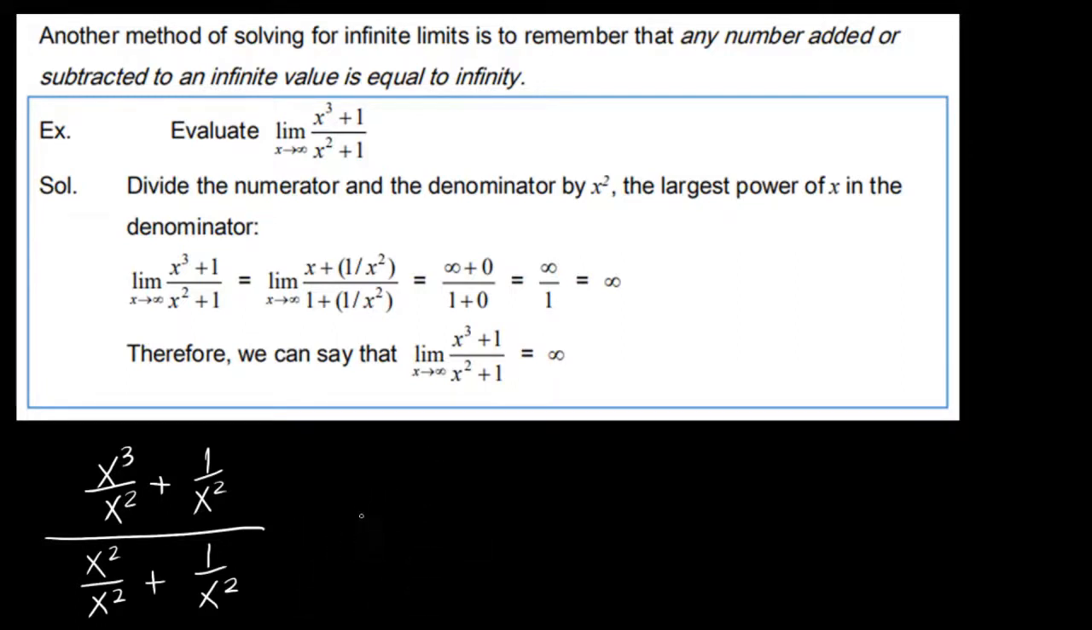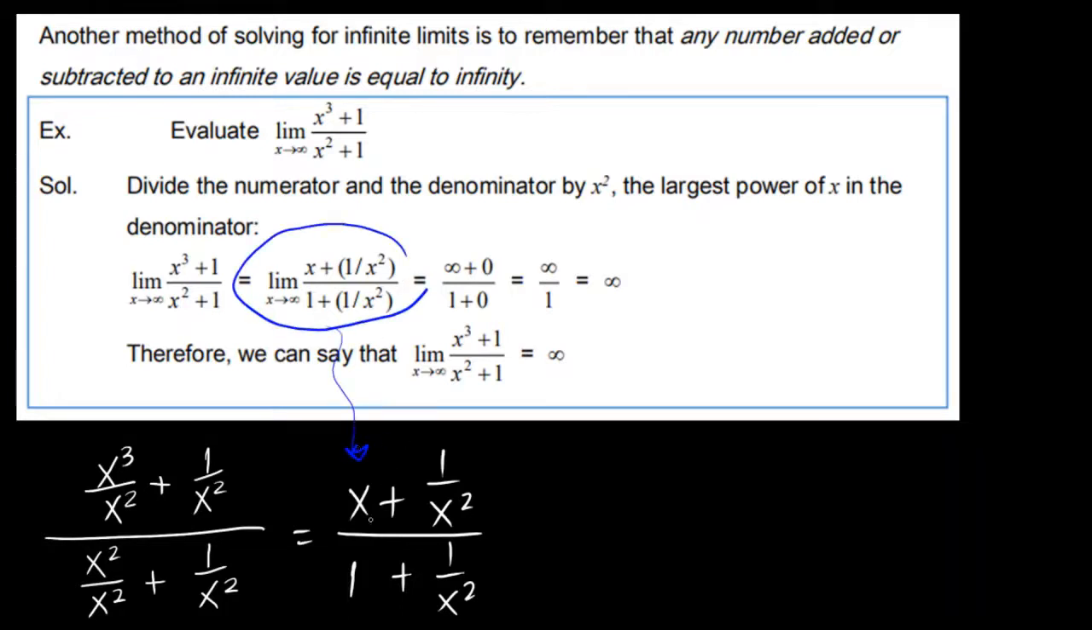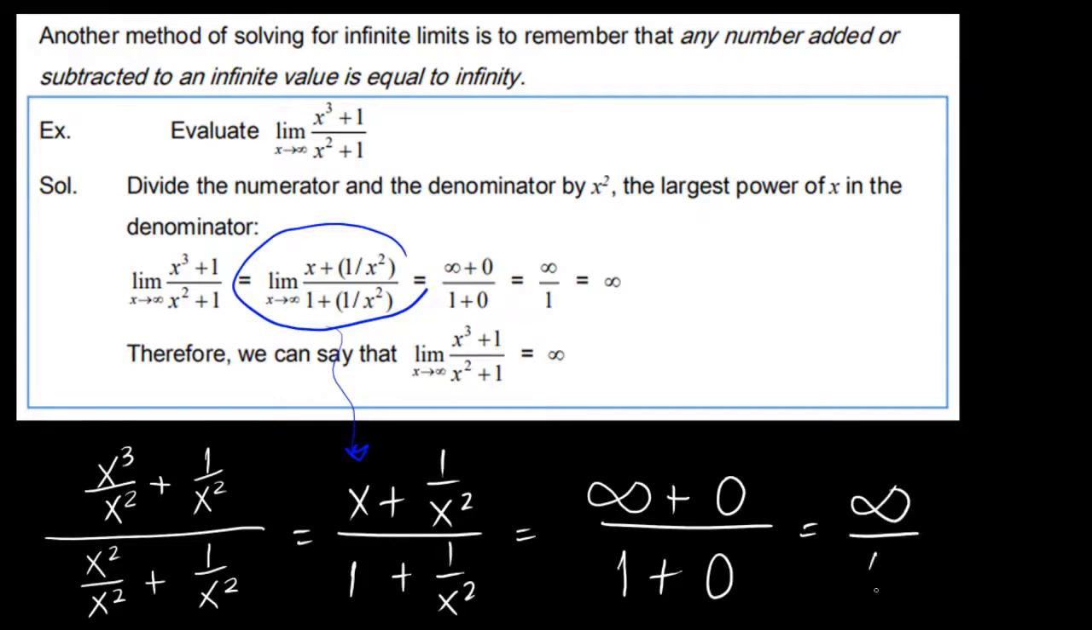Everyone has their own strategy. So, with that, simplifying this, that's x plus 1 over x squared over 1 plus 1 over x squared. The same as above. Yay! The same. Remember, x is approaching infinity. And then, this is 0 over 1 plus 0. This is infinity over 1. This is equal to positive infinity. So, therefore, we can say that the limit of the function given as x approaches infinity is equal to infinity.